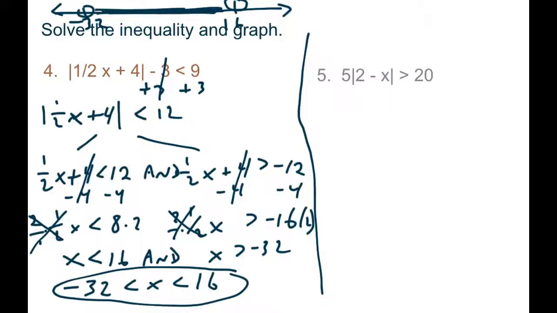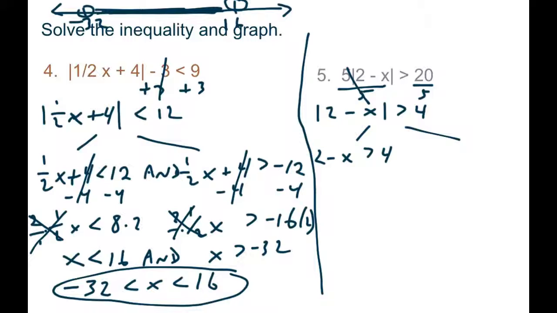Once again, I have something outside the absolute value symbol, so let's divide by 5 to get rid of that. They cancel. The absolute value of 2 minus x is greater than 4. Now I can break it up into two parts. 2 minus x is greater than 4. Greater means the word or. 2 minus x is less than, change the symbol and make it a negative 4. So I'm going to subtract 2 on both sides for both inequalities.